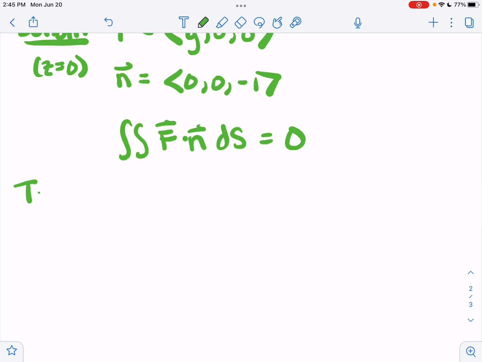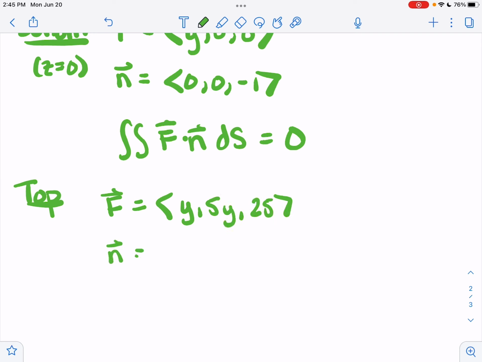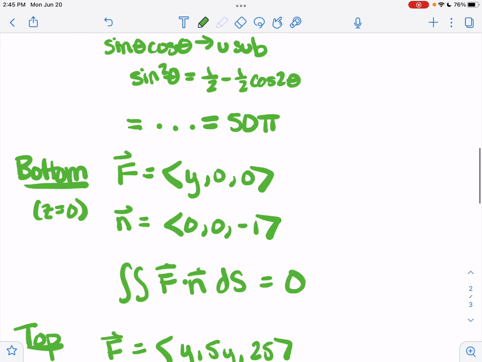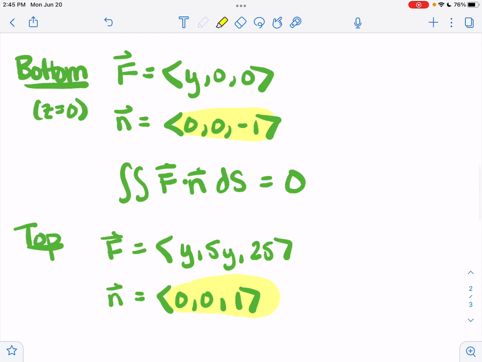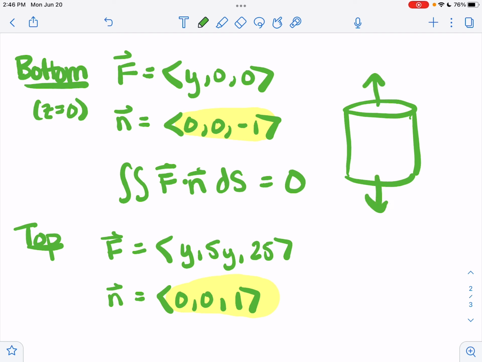So that's good news. And out the top, z is equal to 5. So for the top, our vector field is y comma 5y comma 25. Our normal vector is 0, 0, 1. When I said bottom, the normal was 0, 0, minus 1; top, 0, 0, 1. That's just a function of what we're looking at here. The normal out the top has no x, y component and z component positive 1, and out the bottom its z component is negative 1.